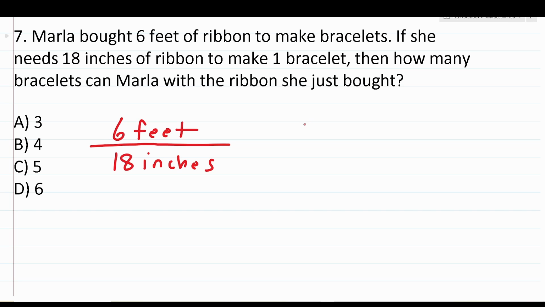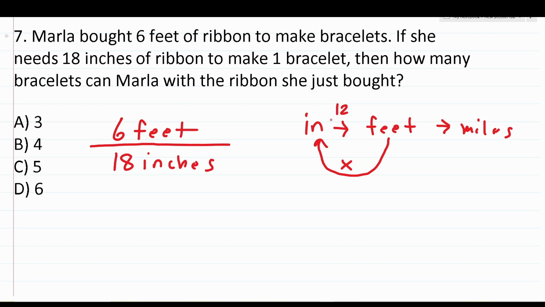Again, we're dealing with linear units, so we know there are inches, feet, and miles. In this case, we want to convert feet to inches. So we're going from feet to inches. That is to say, we're going from a bigger unit to a smaller unit, so we're going to be multiplying. What are we going to multiply by? Well, we know there are 12 inches in every foot. So we're going to multiply by 12.